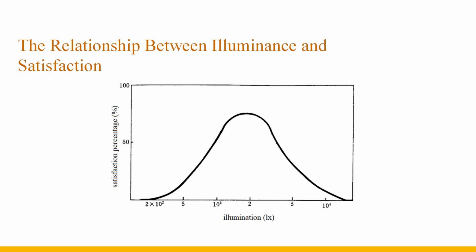This graph reflects the relationship between illuminance and satisfaction. From this, it can be seen that satisfaction is concentrated between 1,500 and 3,000 lux. If the illumination is too high, the number of satisfied people will decrease, indicating that the illumination should be moderate.